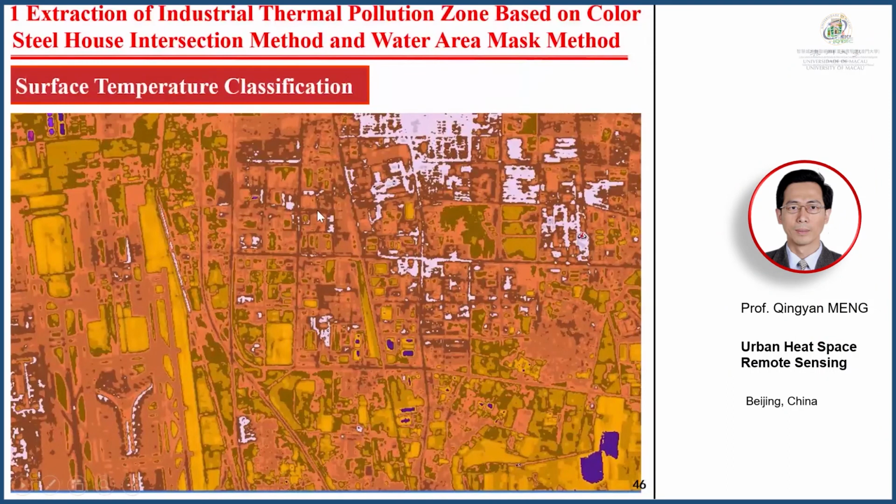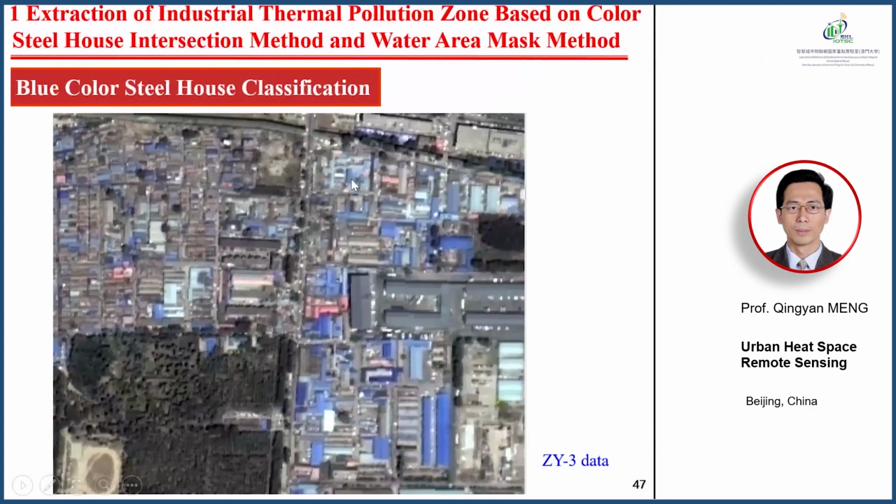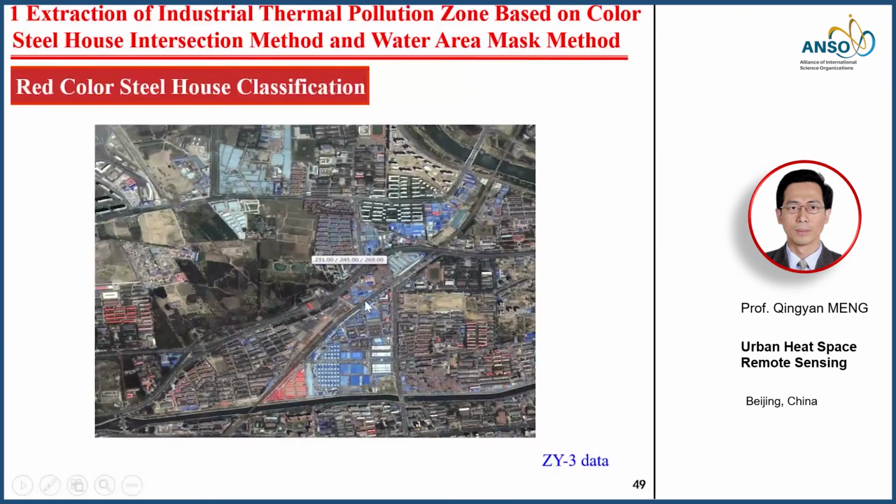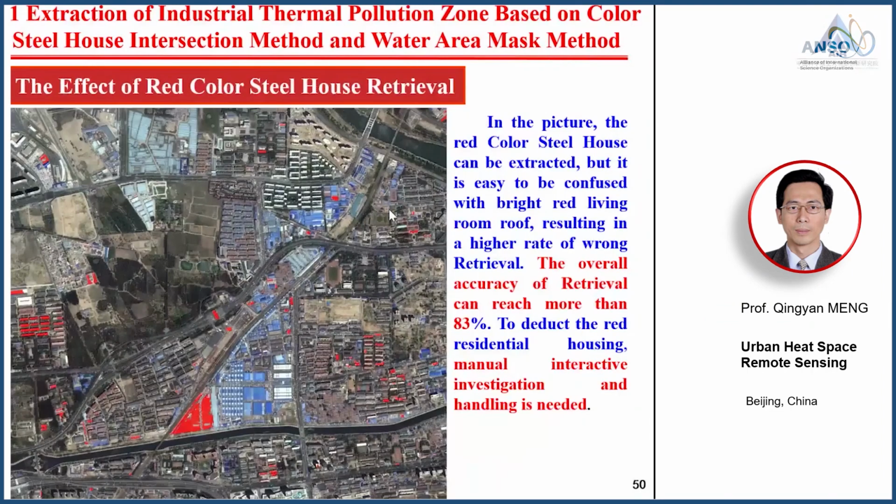You can see this is the surface temperature classification, and this used ZY-3 data. Also, perhaps you can have the high resolution, for example GF-2, which has 0.48 resolution, and you can see the blue color steel house classification. In the picture, the blue color steel house can be substantially retrieved, and the mist is very little. Among them, some gray-black roofs are extracted also, and the accuracy is higher. And the red color steel house classification can also be retrieved. In this picture, the red color steel house can be retrieved.